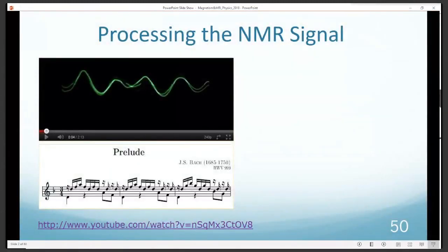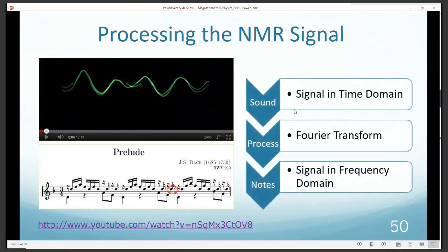Now, the processing of the NMR signal is similar to the processing you do in your head when you're listening to music. This is one note from a Bach prelude. It's this note right here, but you don't see this. You hear a note. It just sounds like a specific frequency to you, even though it's really a decaying signal with time. And that's generally what happens with MRI. You have a signal decaying in time.